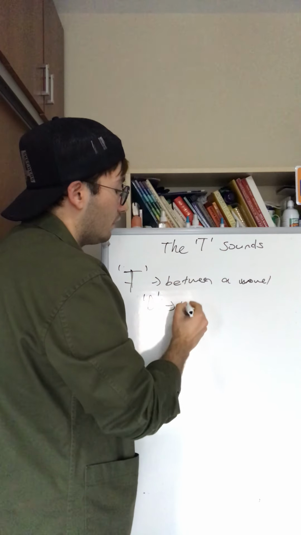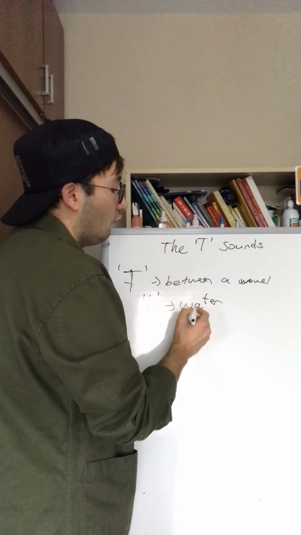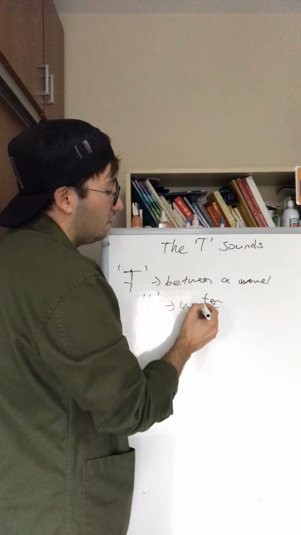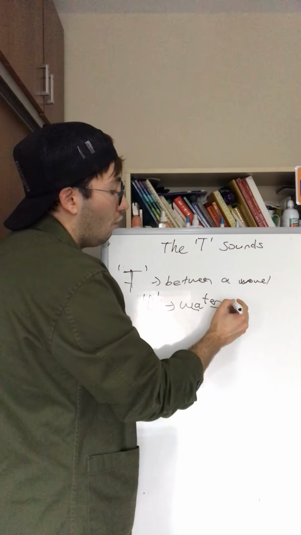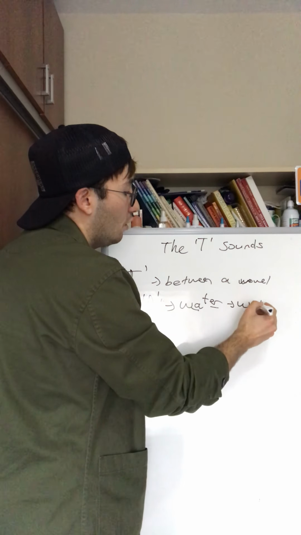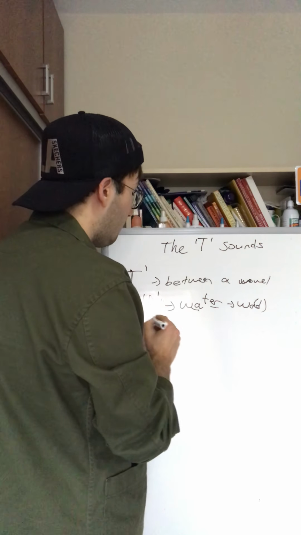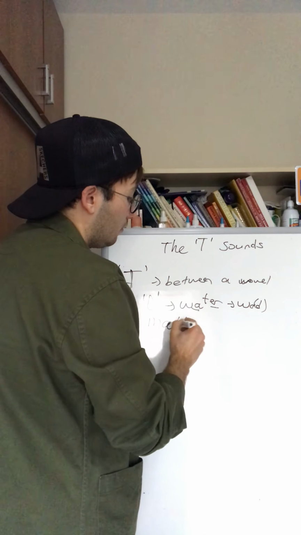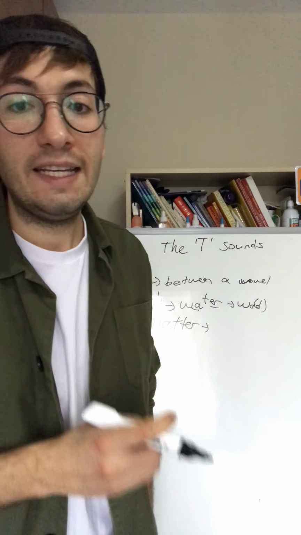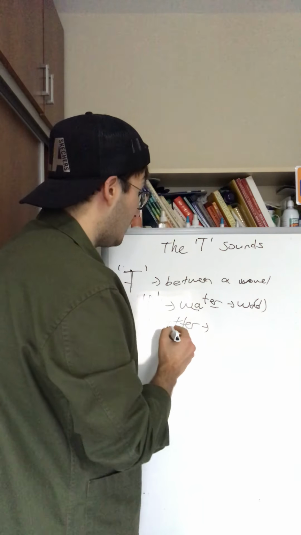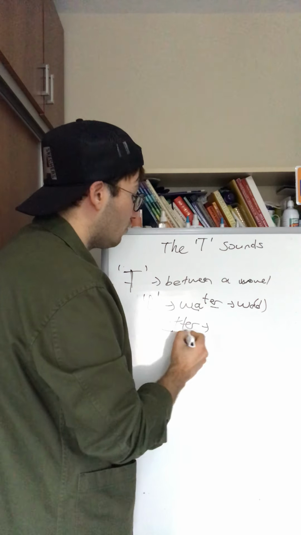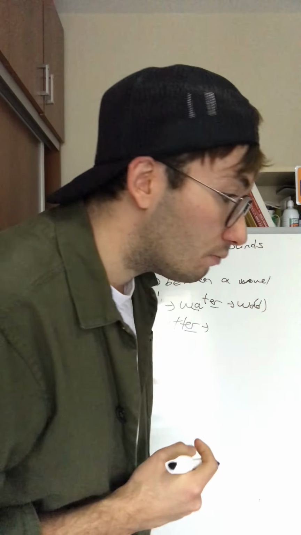For example, as I mentioned before, water. Two vowels, water, and you probably say water. It's going to be D. Or matter. For example, it doesn't matter. There are two vowels here. It doesn't matter.